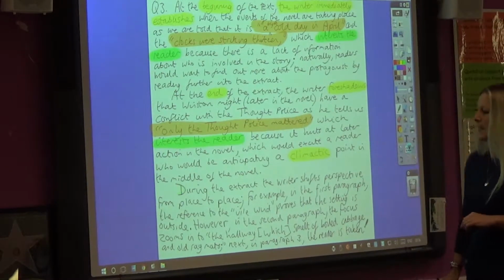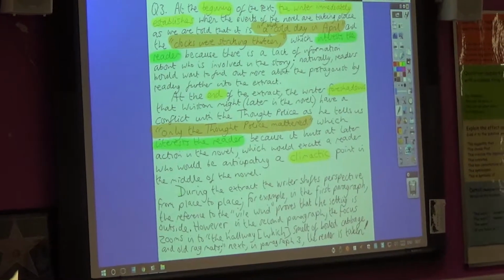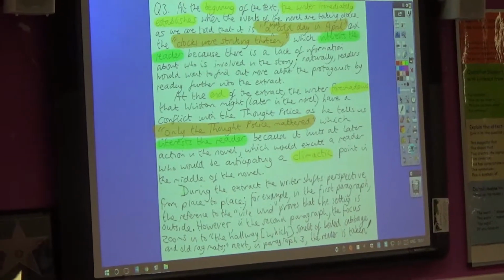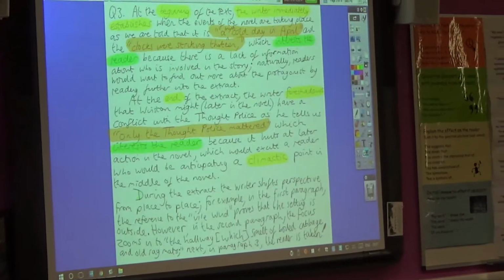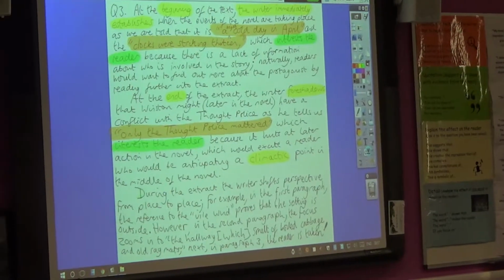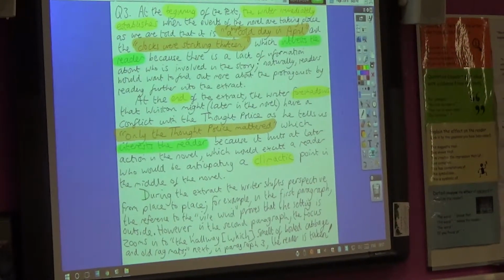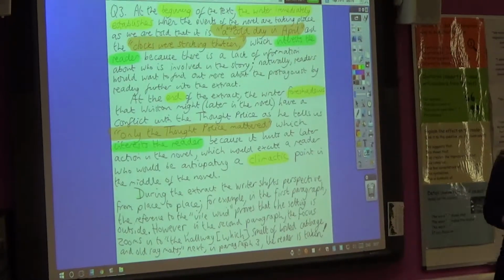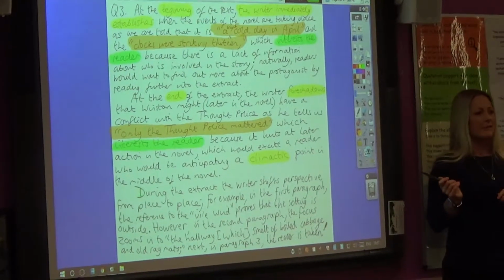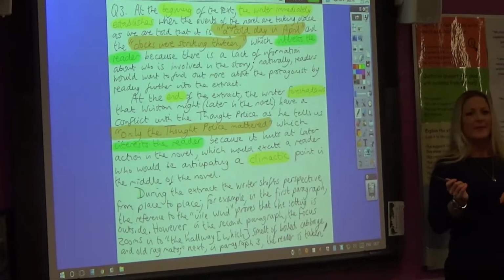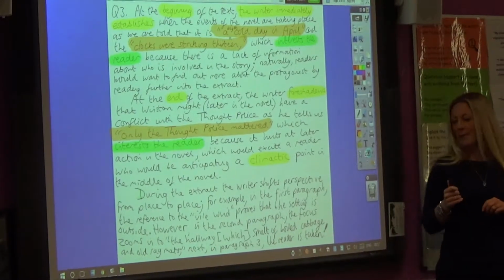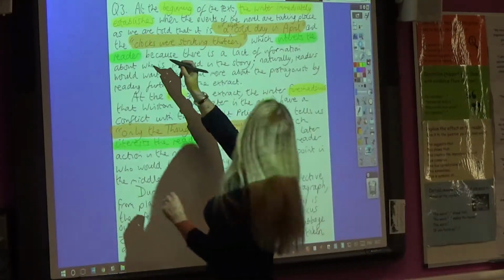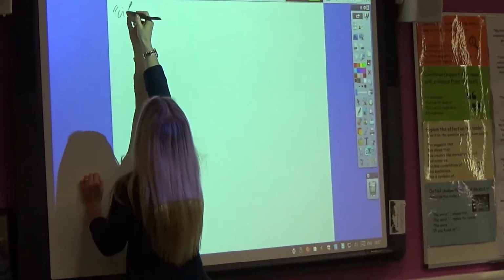The reader is taken. Obviously, I need to turn the page in a second. What was it again, Lauren? Inside the flat. Told you I was going to call you then. Inside the flat. Okay. Put your hand up if you've written that down, if you're up to that point. Brilliant. Done? Yeah. So the reader is taken inside the flat.